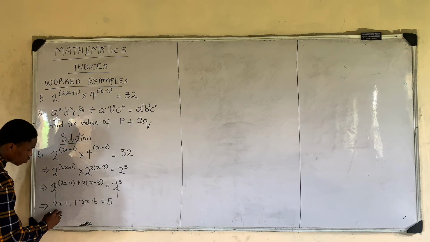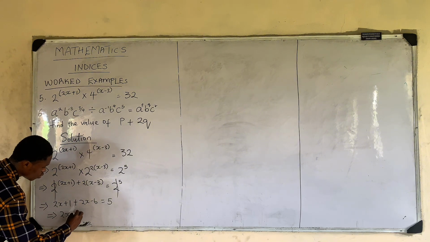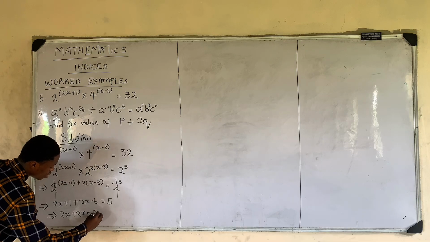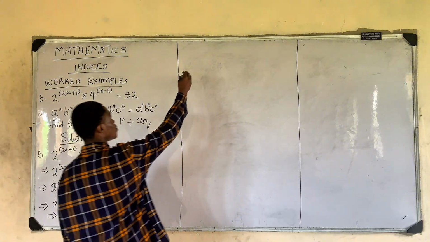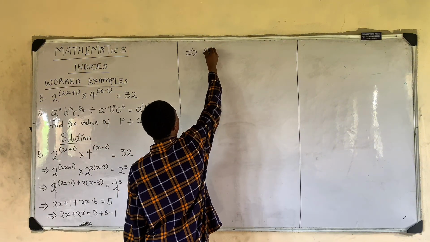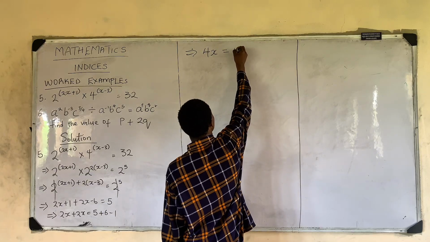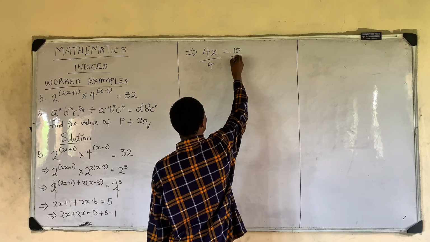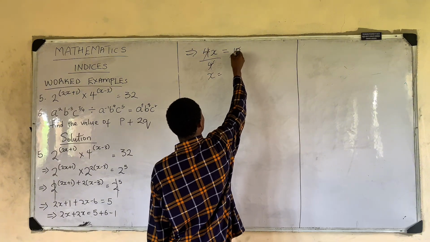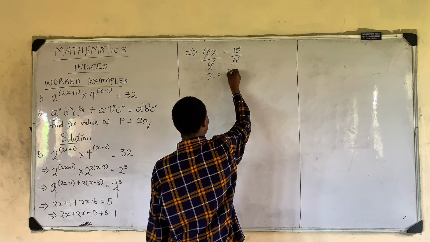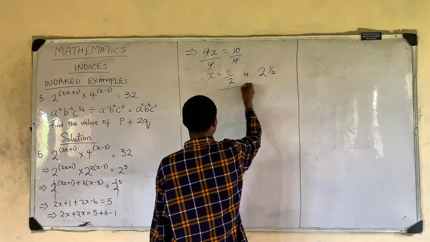So this implies what? You have to collect the like terms. So you have 2x plus 2x equals 5 plus 6 minus 1. 2x plus 2x gives us 4x. 5 plus 6 is 11, minus 1 is 10. Divide both sides by 4. X is equal to, this cancels, 2 we cancel them, 5 over 2, or 2 and 1 over 2.